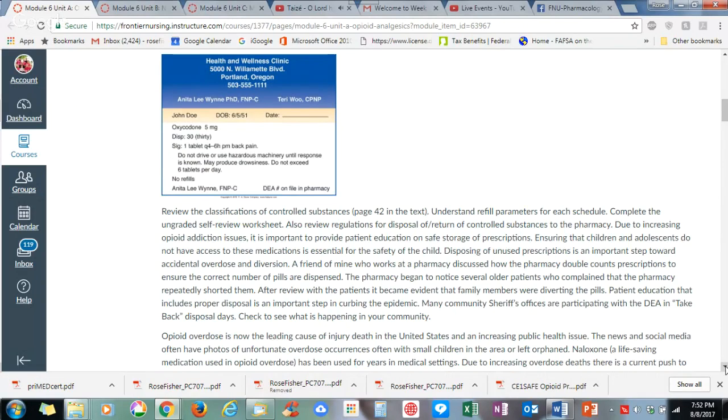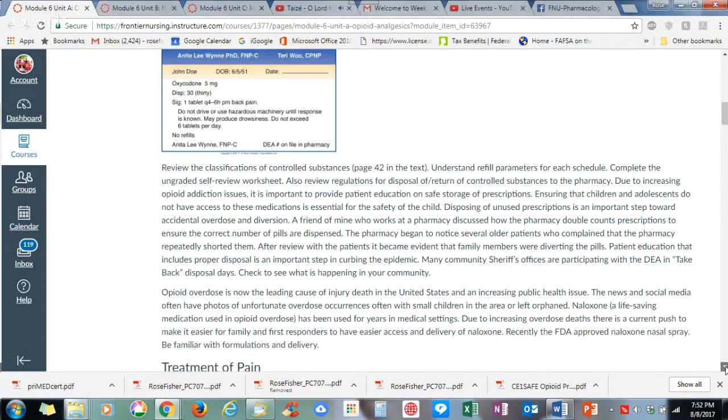Review the classifications of controlled substances. Understand refill parameters for each schedule. Complete the upgraded self-review worksheet. Also review regulations of disposal of return of controlled substances to the pharmacy. Due to increasing opioid addiction issues, it is important to provide patient education on safe storage of prescriptions. Ensuring that children and adolescents do not have access to these medications is essential for the safety of the child. Disposing of unused prescriptions is an important step toward preventing accidental overdose and diversion.